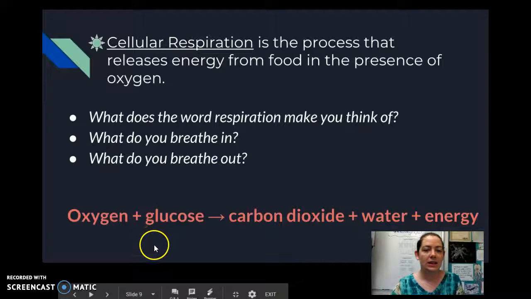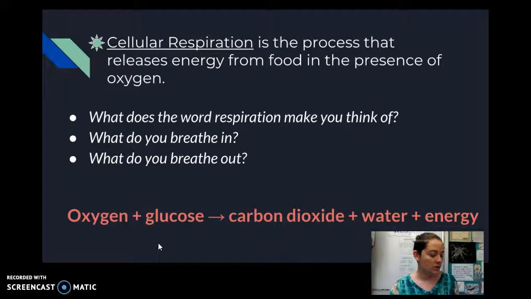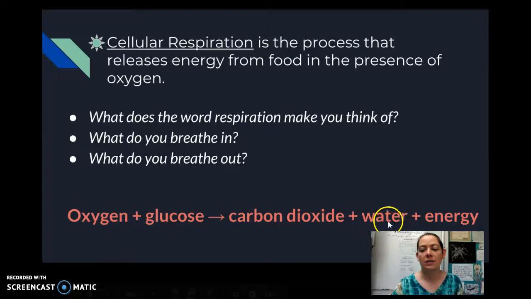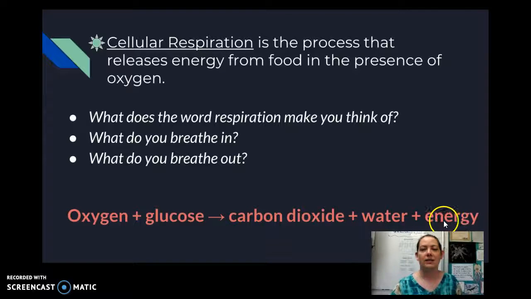So make sure you write this down. Cellular respiration, number 7, the chemical equation. Oxygen plus glucose makes carbon dioxide and water. And then our cells get to use the energy. So this isn't just given out, but it's kept inside of our cells for our cells to use as ATP.